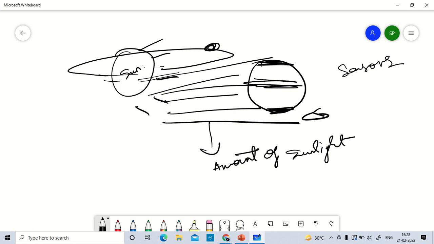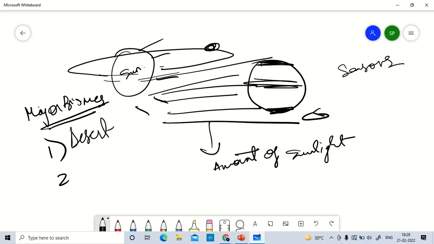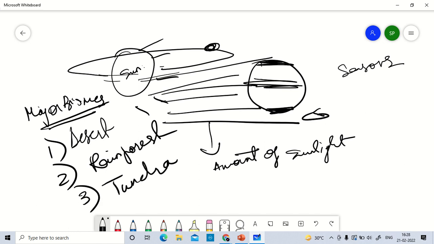What are the major biomes? Major biomes can be desert, rainforest, and tundra. Next, regional and local variations within each biome lead to the formation of a wide variety of habitats. More regional and local variation will lead to a wide variety of habitats.